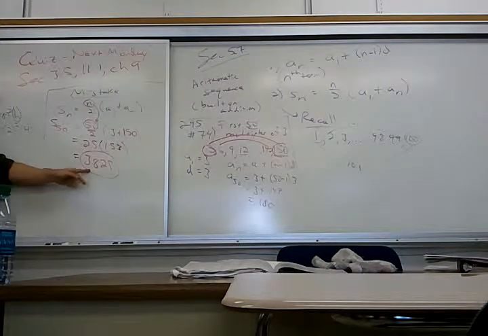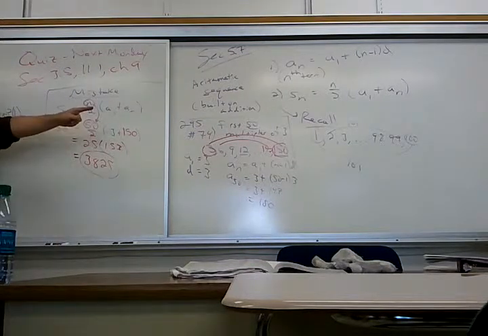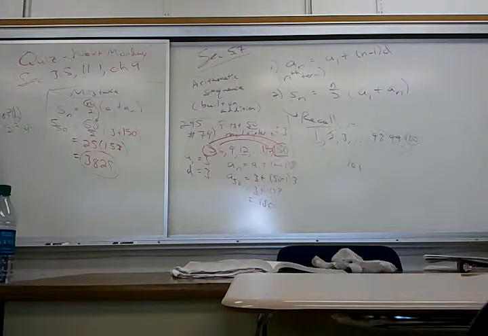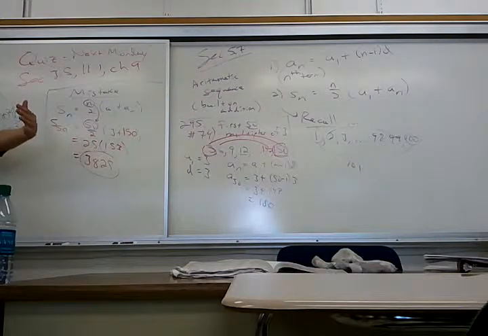That is the sum of the first 50 multiples of 3. So the n underneath the S, the 5, represents the nth term. In this case, the 50th sum. So as I add them up, it's the sum of the first 50 terms.